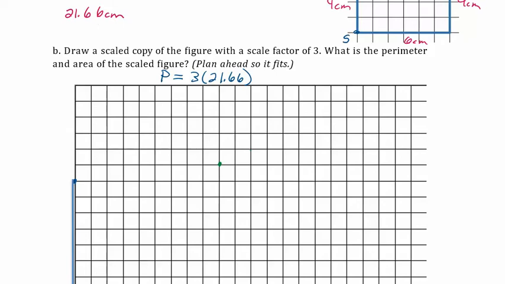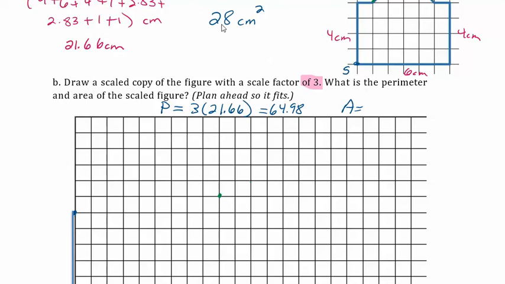The scale factor was 3. The new perimeter should come out to be 3 times the original, which is 64.98. The area should have come out to be 9 times the original area. Now you're supposed to get this by counting up all the little squares, which is a lot of counting, which is 252 square centimeters.